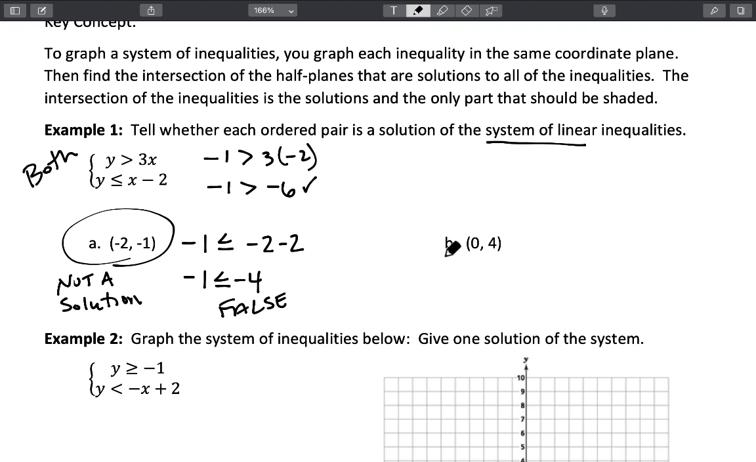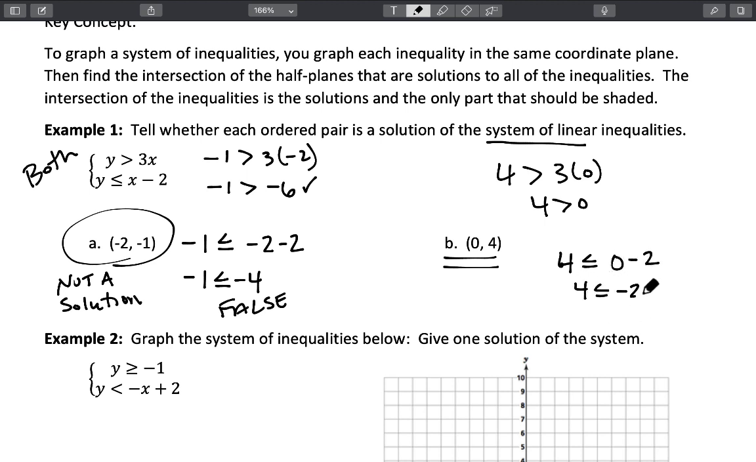So remember, you've got to plug them into both inequalities and make them both true statements. Let's test the point (0, 4). All right, so 4 is greater than 3 times 0. Is 4 greater than 0? Yes, that part is true. Let's test (0, 4) now in that second inequality. We have 4 is less than or equal to 0 minus 2. All right, so 0 minus 2 is -2. 4 is not less than or equal to -2. So because we have a false statement here, we have to say that nope, (0, 4) is not a solution.